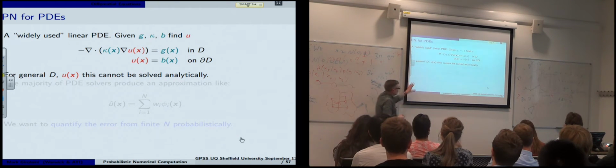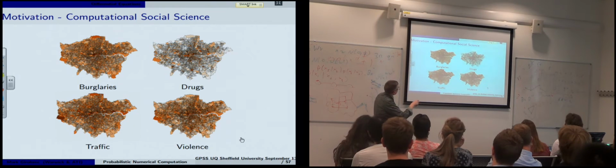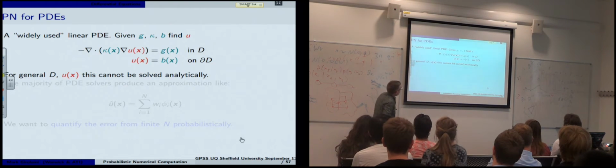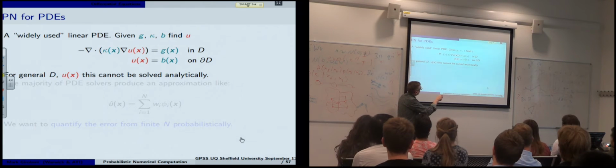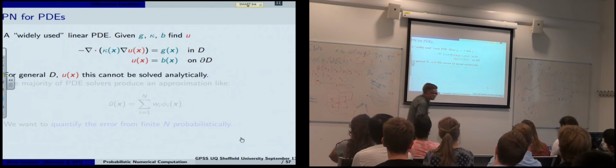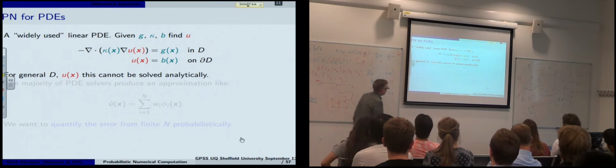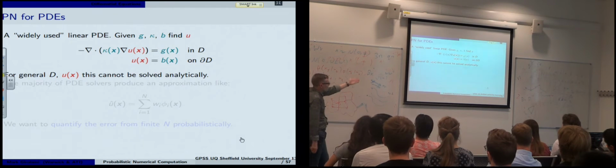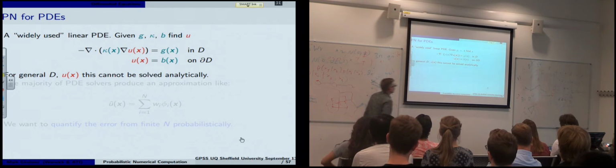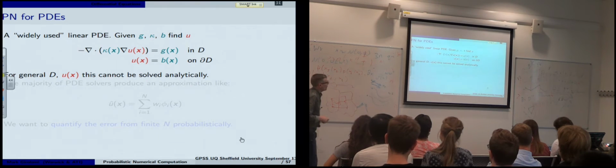And on the boundary, if we just think of this here, D would be the interior of our domain, and delta D would be the boundary. So on the boundary, the unknown function takes on a particular value, b of x, and again that could either be constant or it could be distributed depending on whereabouts you are on the boundary.